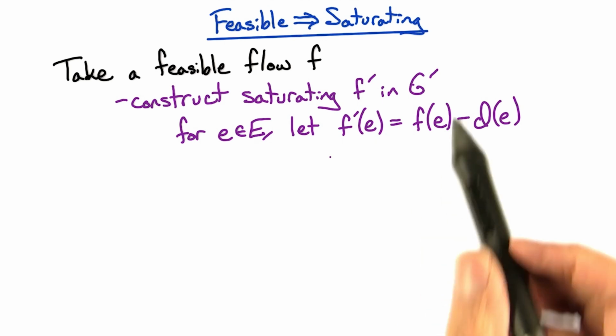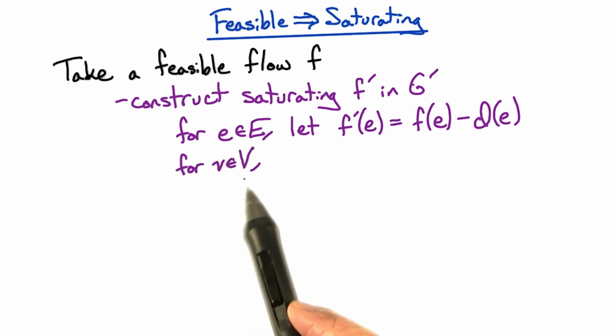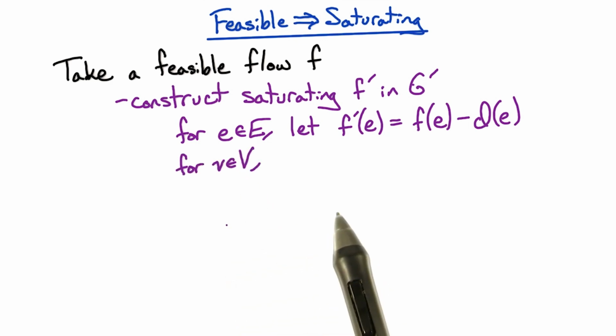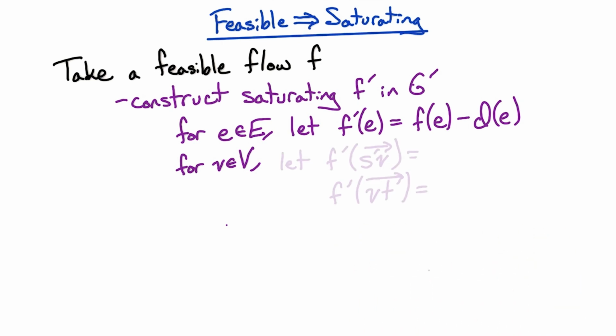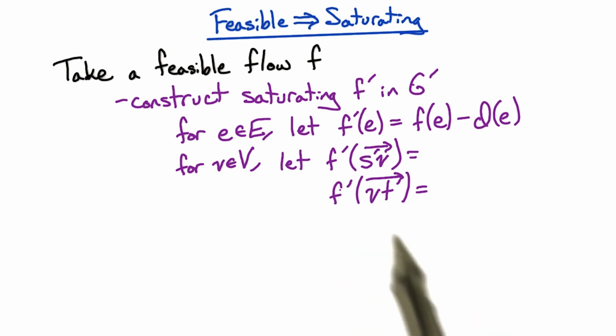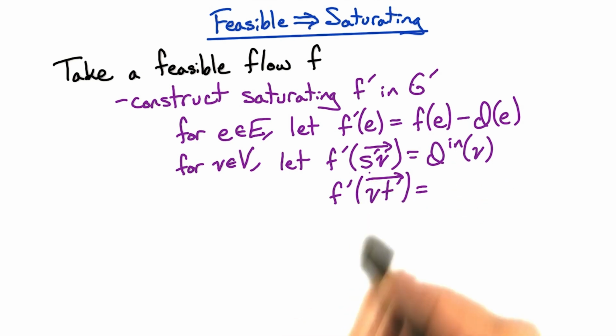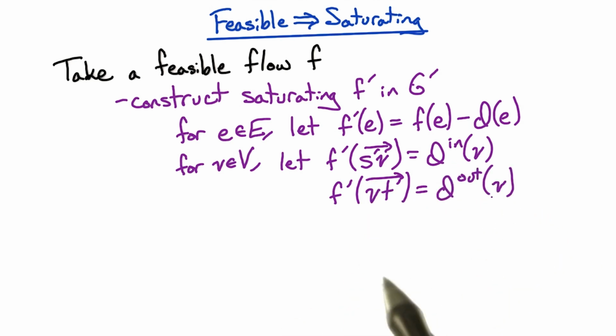What about the new edges that we added to this graph G prime when we did the construction? Well, for every vertex in the original network, we have an edge from S prime and an edge to T prime. So we have this edge from S prime to V and V to T prime. Now we're trying to construct a saturating flow. So each of these edges is supposed to be fully capacitated. So we might as well set this flow to be equal to its capacity, which is the total demand into V for this edge, and the total demand out of V for the edge to T prime. That defines the flow F prime for all the edges except for one.